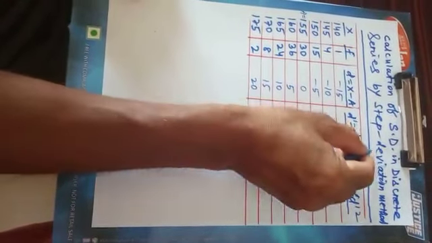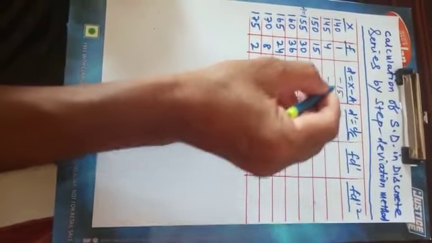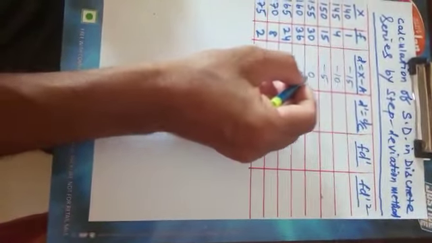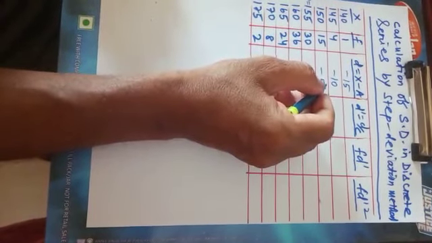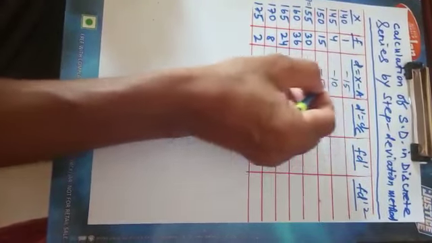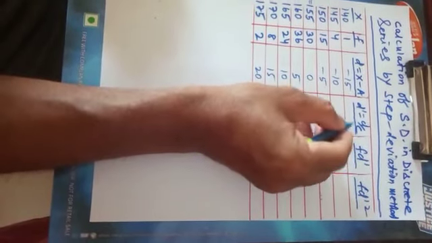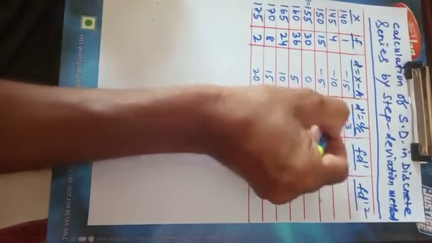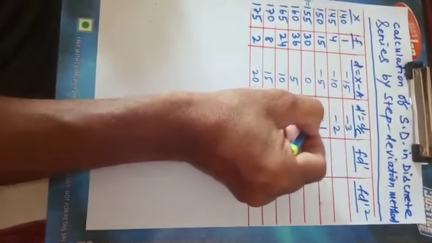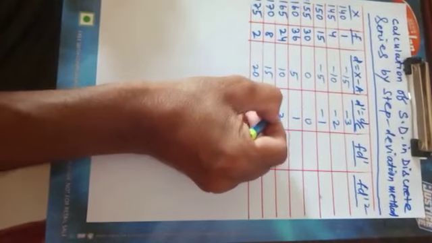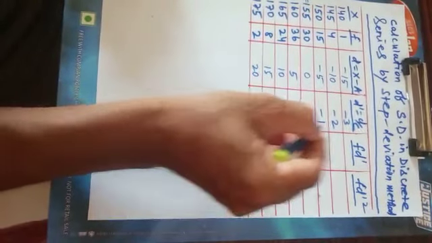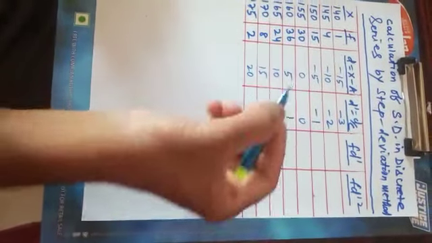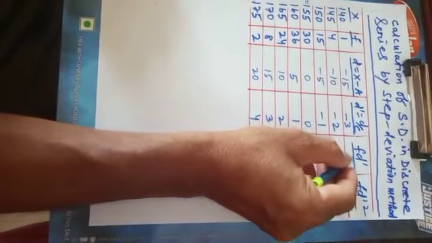Now as we are applying step deviation method, we have to divide it by the common factor. So deviations are these, and here the common factor will be 5. So deviations will be divided by the common factor, that will be divided by 5. So when it is divided by 5, it becomes minus 3, minus 2, minus 1, 0, plus 1, plus 2, plus 3, plus 4. So the common factor here we have taken 5, the highest value by which all these deviations will be divisible.